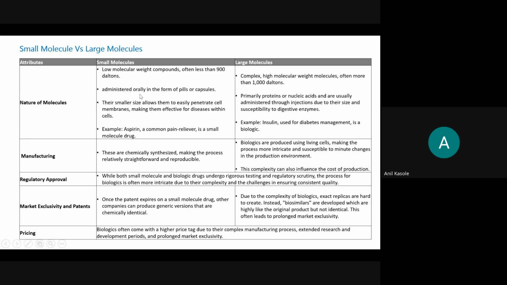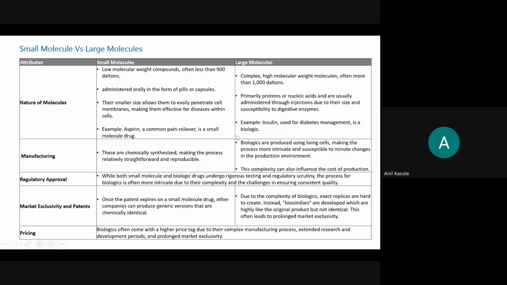The small molecules are administered, meaning how they are consumed, orally in the form of pills or capsules. The smaller size allows them to easily penetrate cell membranes, making them effective for disease within the cells, right? Again, we don't want to go into very detailed terminologies, but in simple words, small molecules' compound weight is very low compared to large molecules. And here are some of the popular examples: small molecules, aspirin. Insulin is a large molecule.